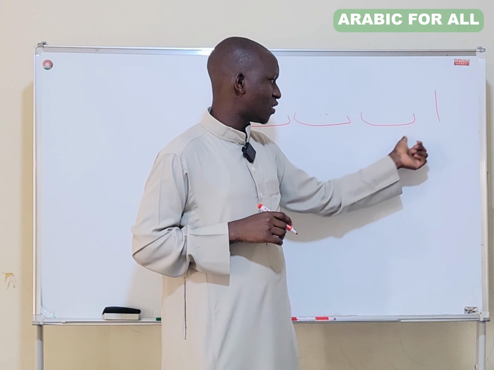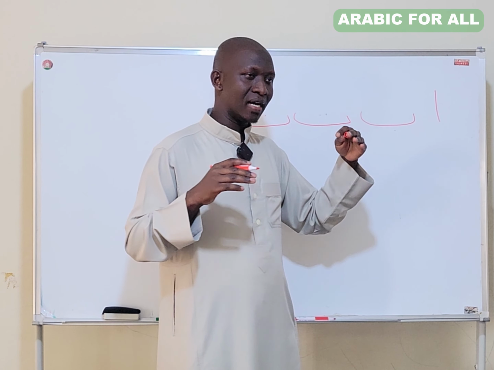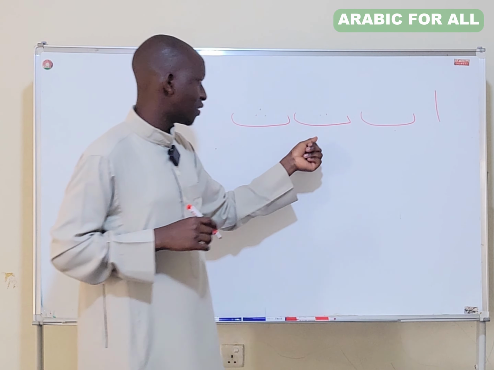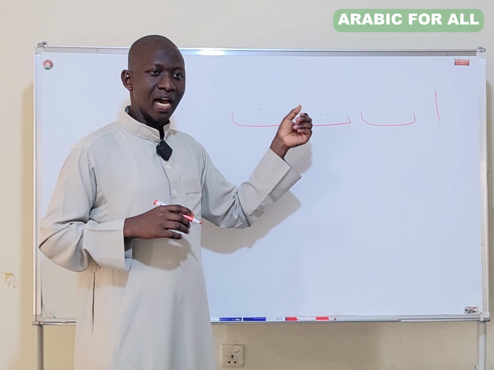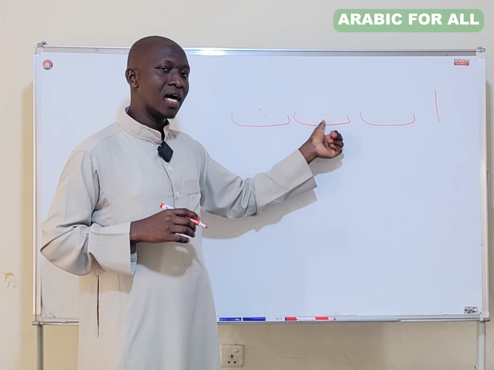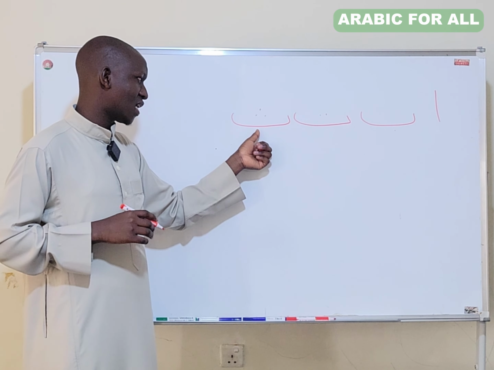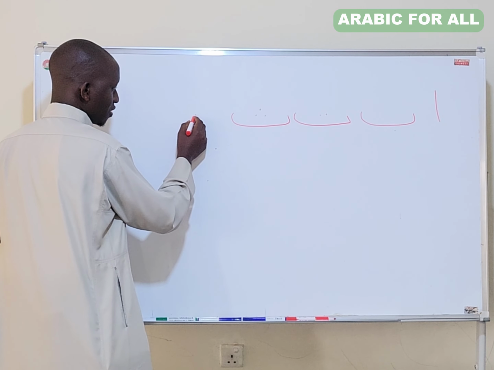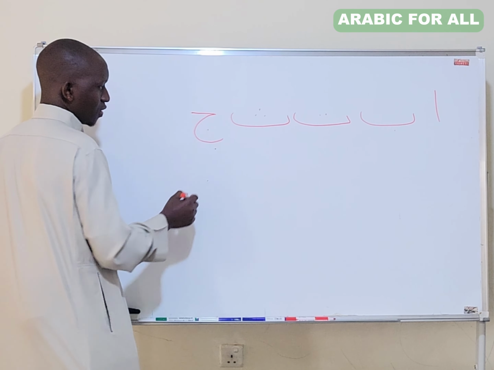And then we go to the next one, which is ba'u. Ba. You can either stop at ba or complete it as ba'u. And then say ta, it should be ta. And then tha. Then we have jim. Jim is written, you get this head and then you put that C. This is jim.